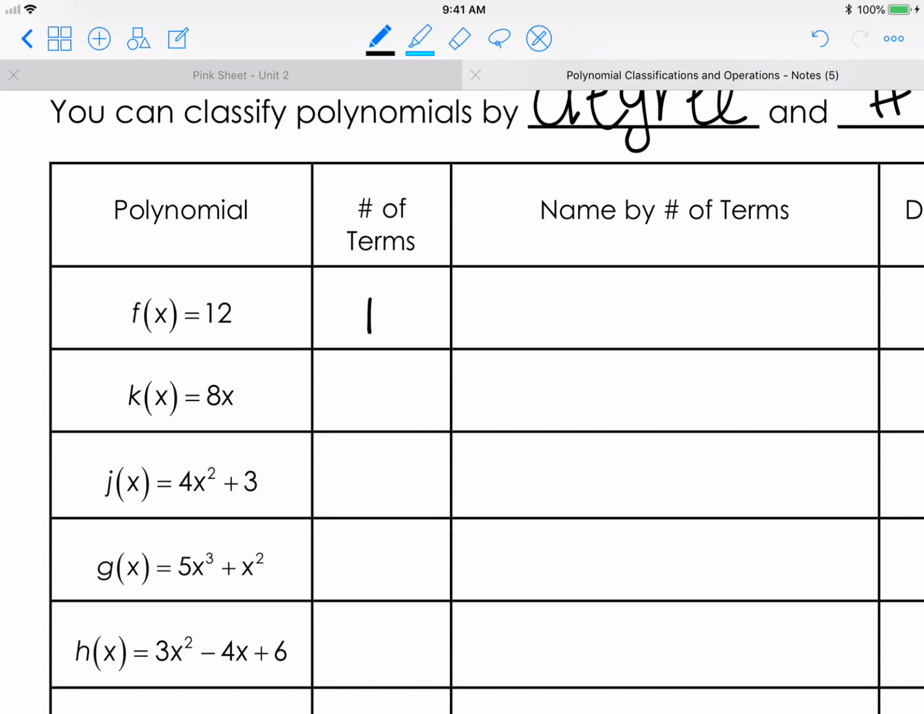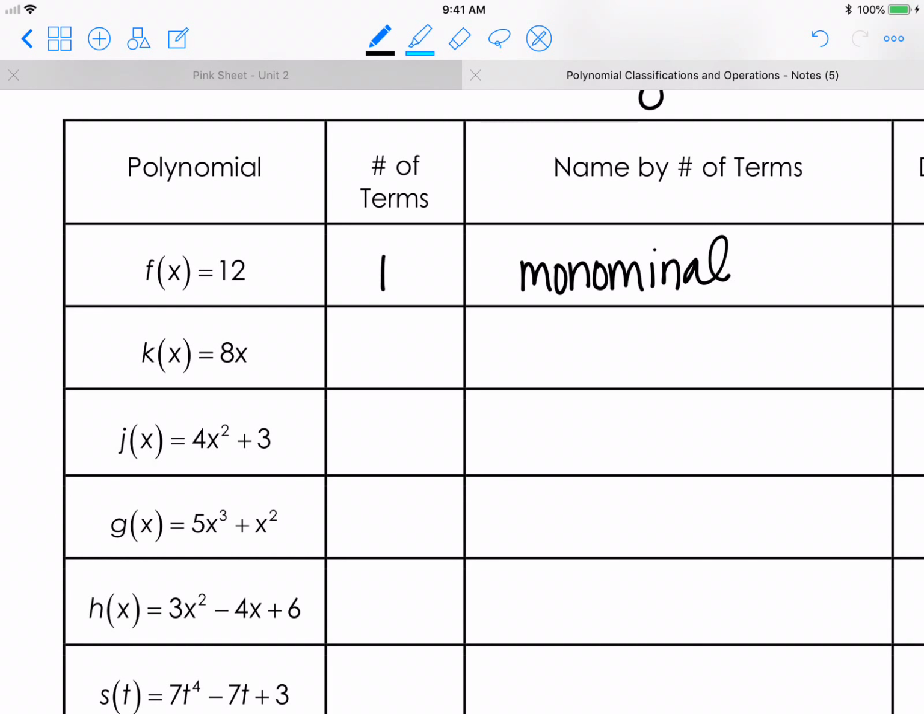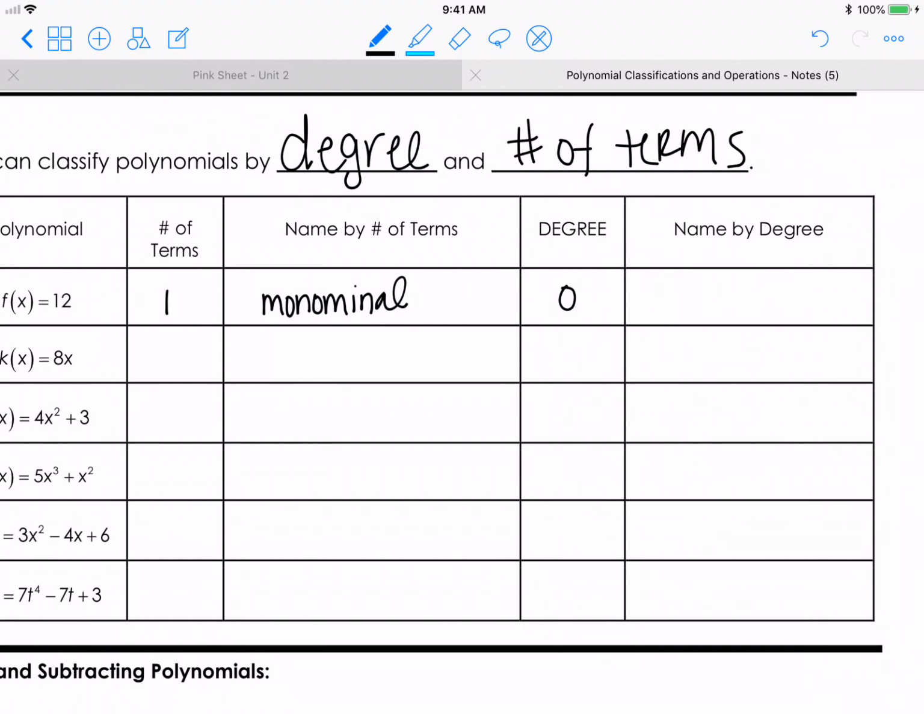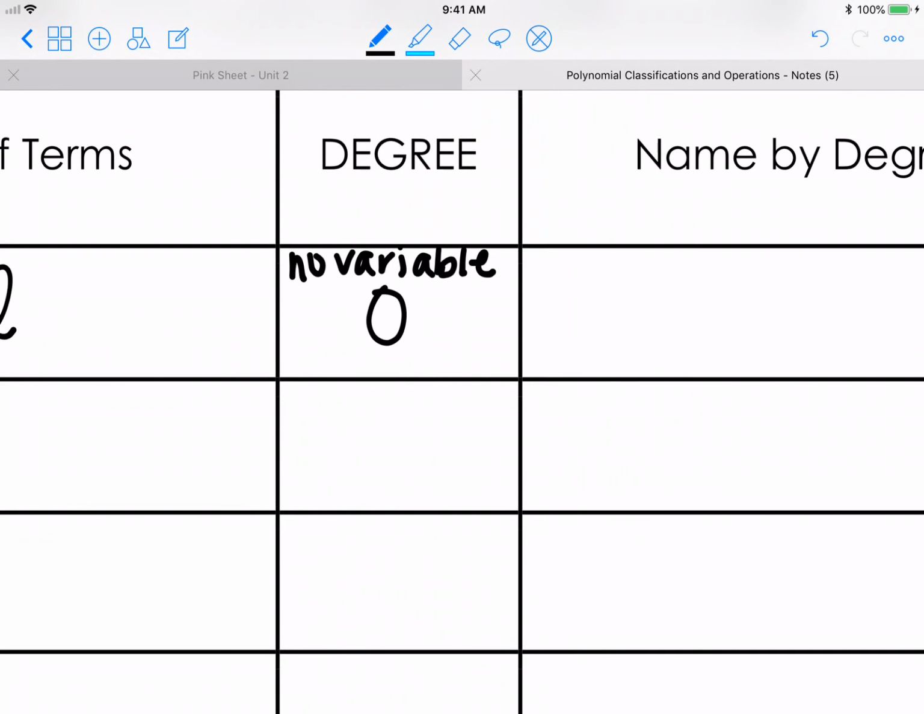Okay, and so now let's talk about what it means to have a number of terms. Well, there's a couple that we have. If there's one term, it's called a monomial. Mono, one. Okay. What is the degree here? Well, we don't have a variable, so we have no degree. So our degree is 0, and we're going to put them all together. I'll just write this to remind you, there's no variable.